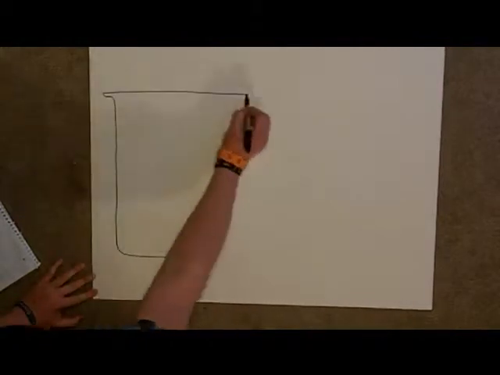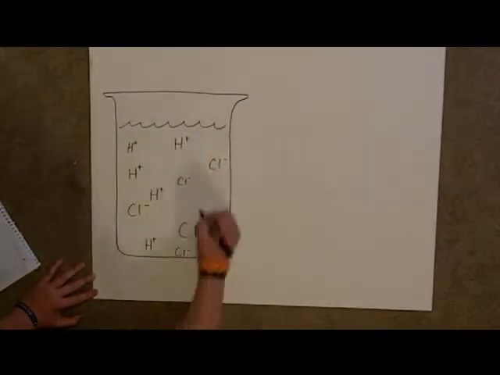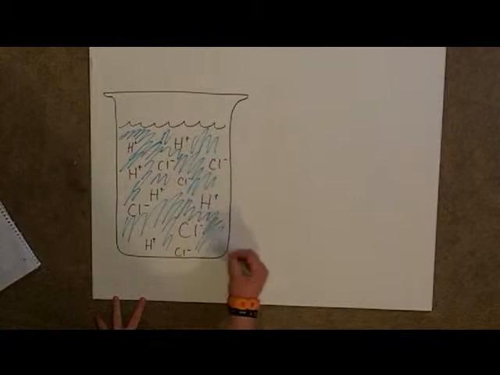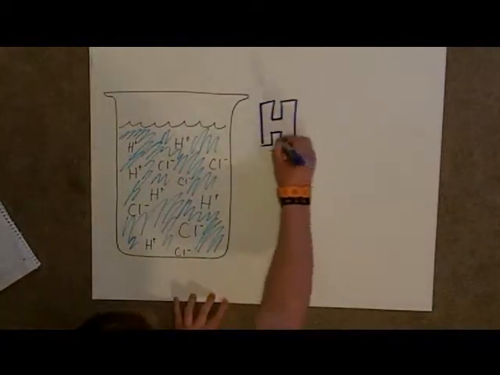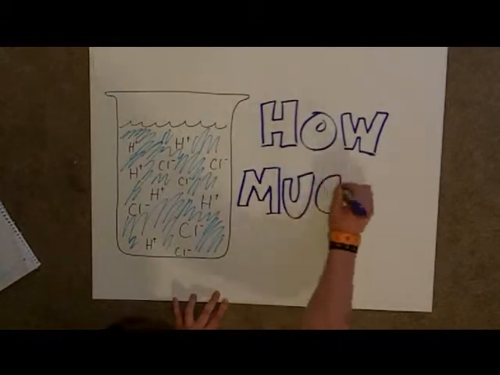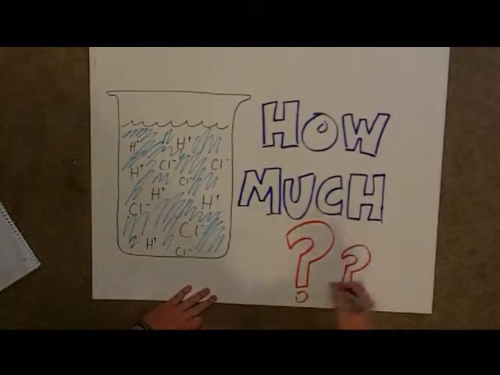We know that the term strong means that a substance dissociates almost completely in water, but it does not tell us anything about how much dissociation an acid or base undergoes. So, how do we quantify the strength of an acid or a base?